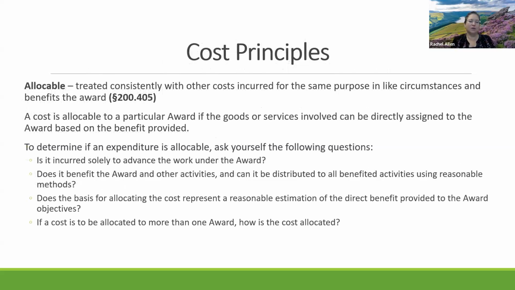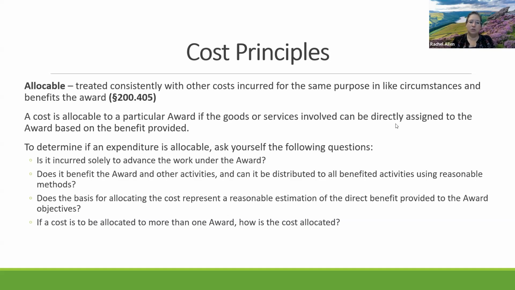Definitely. Okay, so next will be allocable. And allocable is treated consistently with other costs incurred for the same purpose in like circumstances and benefits the award. A cost is allocable to a particular award if the goods or services involved can be directly assigned to the award based on the benefit provided. To determine if an expenditure is allocable, ask yourself the following questions. These slides right here, to me, are handy to just have on hand and tick off those questions. Ask these and see if that will help you to make that decision reasonably.